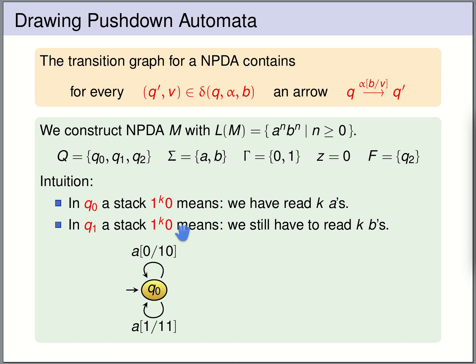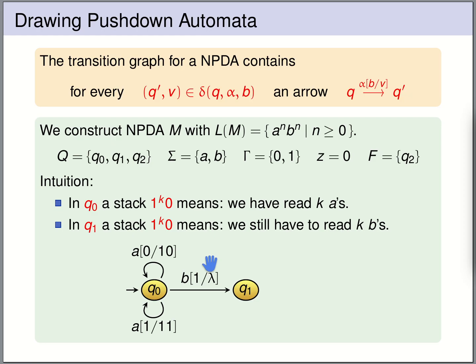We start removing ones when we read a B. So if we see a B, then we switch to state Q1. We say that if the input is B, and if there's a 1 on top of the stack, then we replace this by lambda. So we remove the 1 from the stack. We don't replace it by anything.